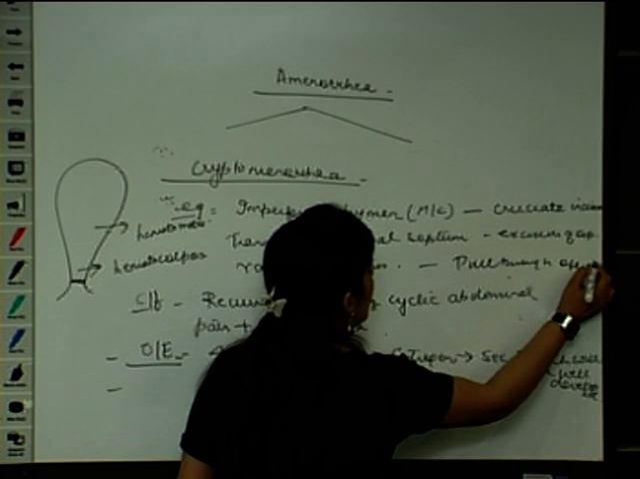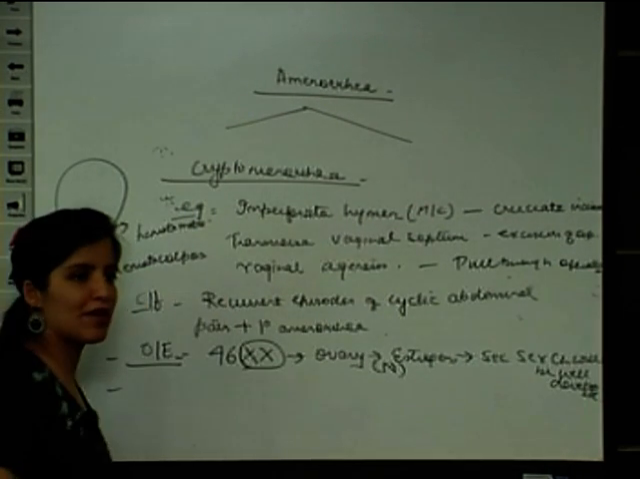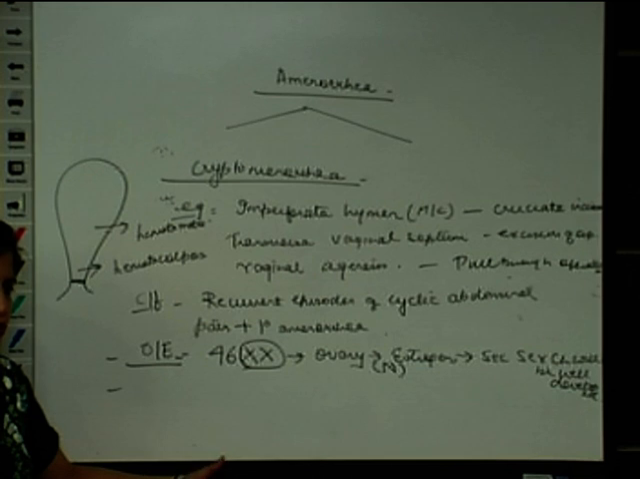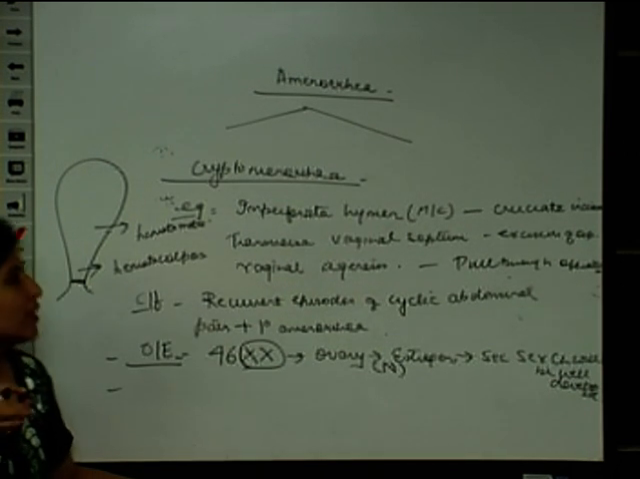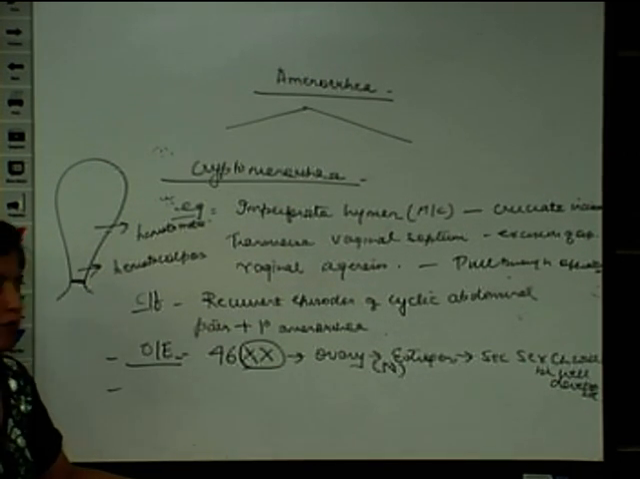So that is how we manage these females. On ultrasound, if you do an ultrasound in these females, you will see that the uterus is intact and the uterus is filled with blood. That is, you will find the presence of hematometra as well as hematocolpos. That is all we need to know about cryptomenorrhea.